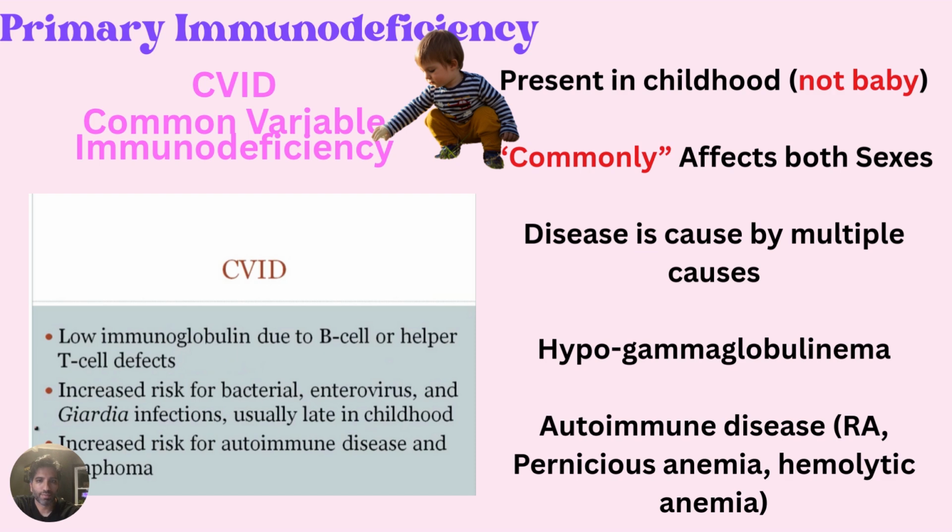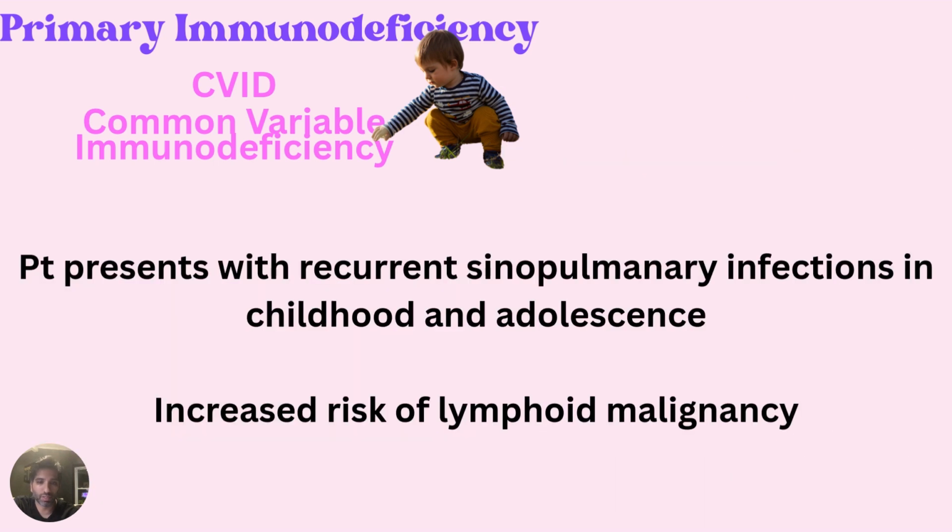All right. And the one thing that they love to test is autoimmune diseases that go with CVID, so rheumatoid arthritis, pernicious anemia. That's basically anemia due to lack of B12. Hemolytic anemia, basically you're anemic because something is attacking your RBCs, and that kind of goes hand in hand. CVID patients also present with recurrent sinopulmonary infections in childhood and adolescence, and we talked about this risk of lymphoid malignancy. The sinopulmonary infections, obviously, when you don't have immunoglobulin, and especially A, you're going to get a lot of infections in your nose, your mouth. So think of people who get recurrent sinus infections.